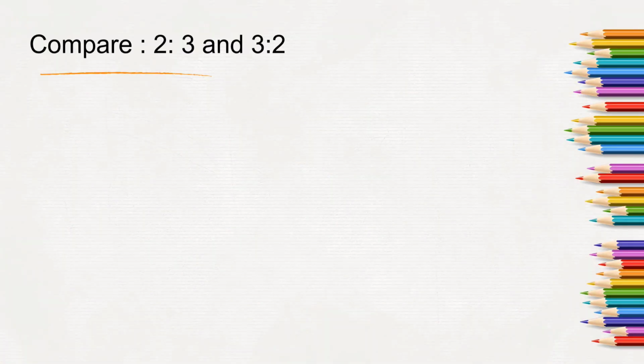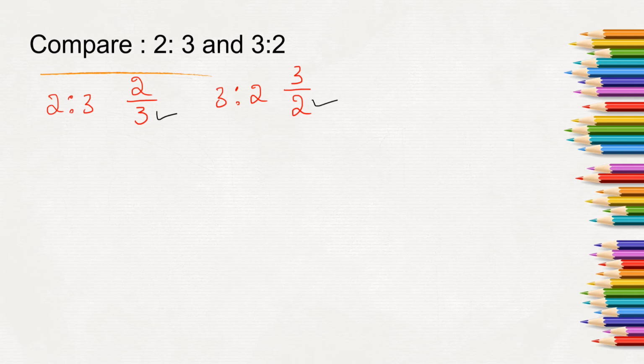Here we need to compare 2 is to 3 and 3 is to 2. First we'll have to write these ratios in fraction form. So 2 is to 3 is nothing but 2 by 3 and similarly 3 is to 2 is nothing but 3 by 2. What is the LCM of 3 and 2? Denominators are different here, 3 and 2. So denominators are different means it is unlike fraction which needs to be converted into like fraction. That is our second step, right?